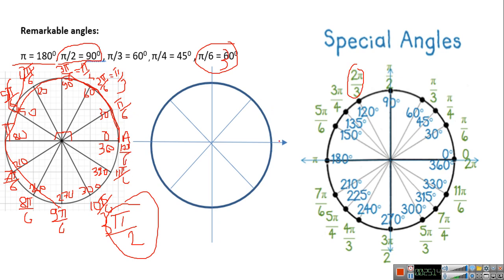For 45, this is 45, we said it's pi over 4. The middle, the bisector. Pi over 4. How many pi over 4 till here? 2 pi over 4. 2 pi over 4 is pi over 2. From here till here, another 45. How many pi over 4? 3 pi over 4. You read it: 3 pi over 4, 3 times 45. Here 4 pi over 4, which is pi. Here 5 pi over 4, 5 times 45.